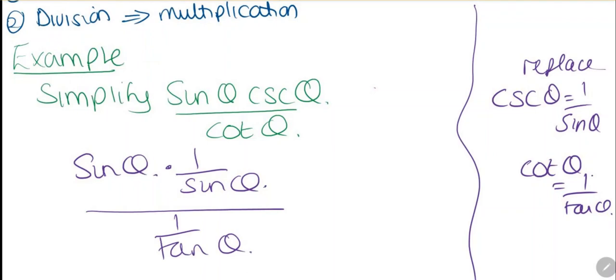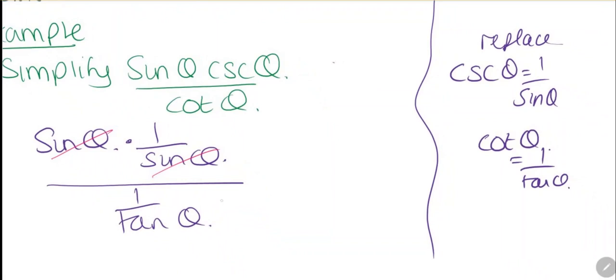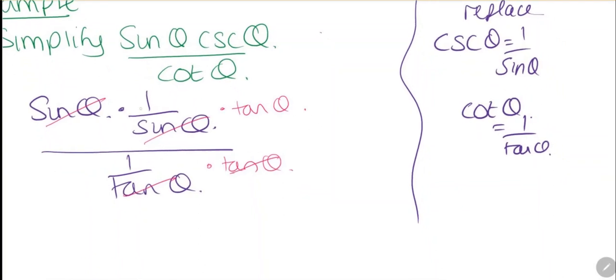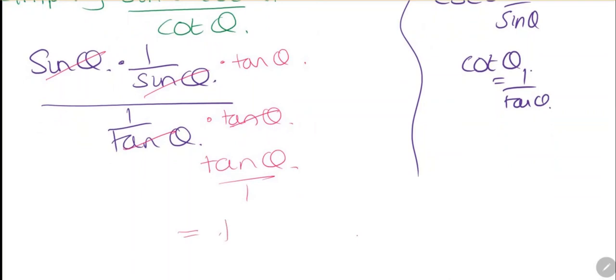Now when we do this, we'll notice that we can actually simplify. So that's what we're looking to do. Simplify what terms we can. So these cancel out. And now what I can do is multiply, because I've got a division, so I'm going to multiply both by tan. Now these will simplify. So on the bottom I've just got 1, and on the top I've got 1 times tan theta divided by 1, and this is just tan theta.